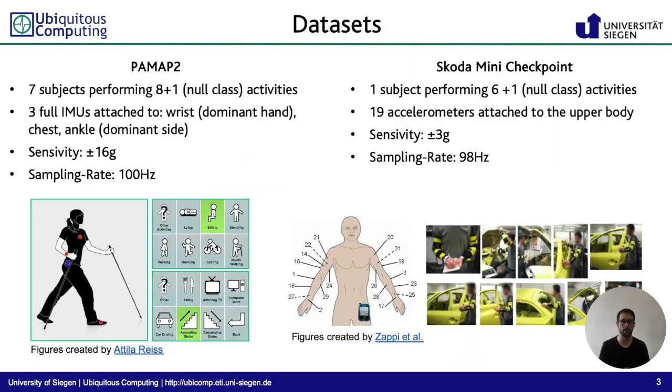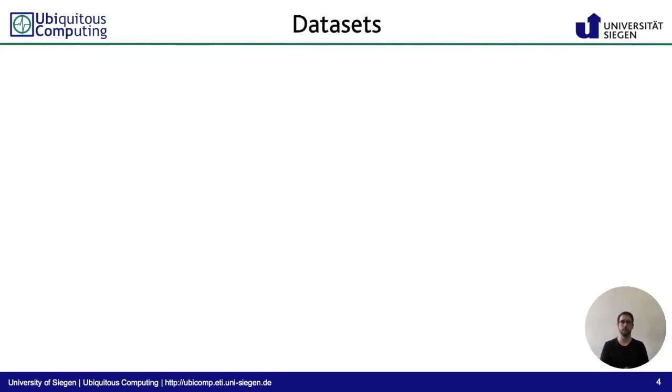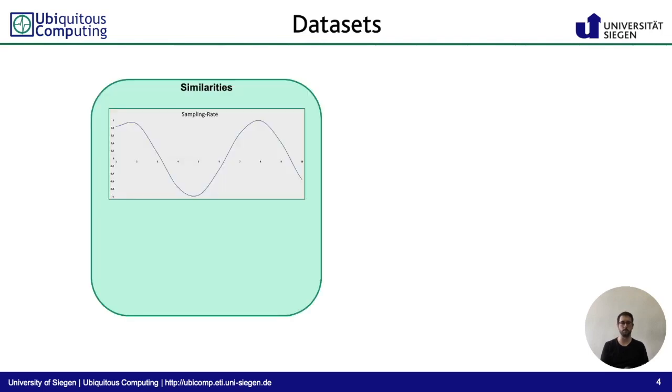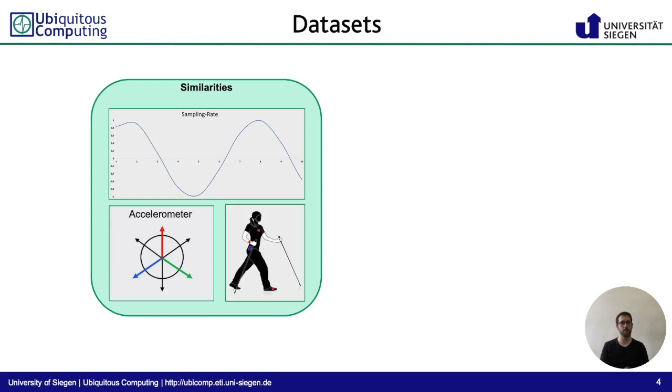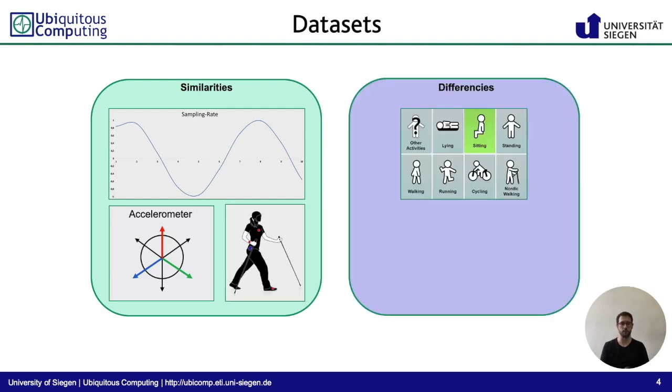To execute our experiments, we chose the PAMAP2 and the Skoda Mini Checkpoint dataset. Both datasets are known in the research community for many years and it is already proven that they are suitable for deep learning applications. These two datasets share important attributes, like for example a nearly same sampling frequency, similar sensors, and similar recording locations on the body. However, they are fundamentally different regarding the activity classes. The PAMAP2 dataset contains activities of daily living, whereas the Skoda Mini Checkpoint dataset contains activities from the assembly line of a car manufacturing process.